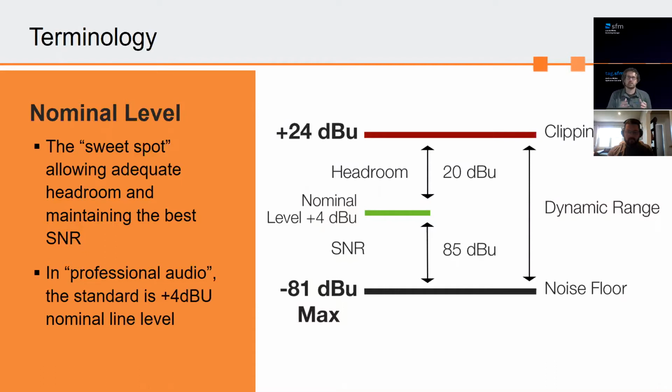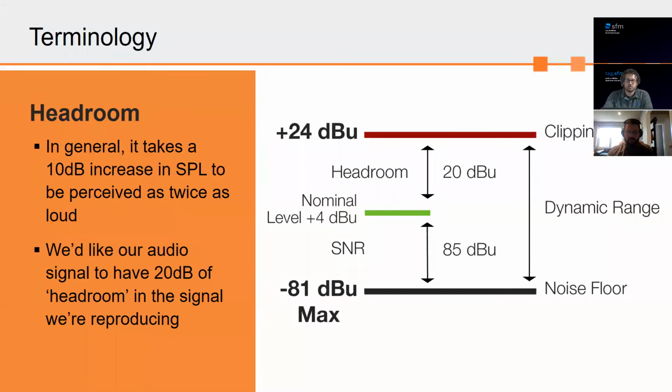So you can see here, we're building out what gain is. And right now we're still talking analog at the moment. This is all analog terminology. So as we add to the slide, we've also got headroom. And headroom is the space between nominal level and your clipping point.